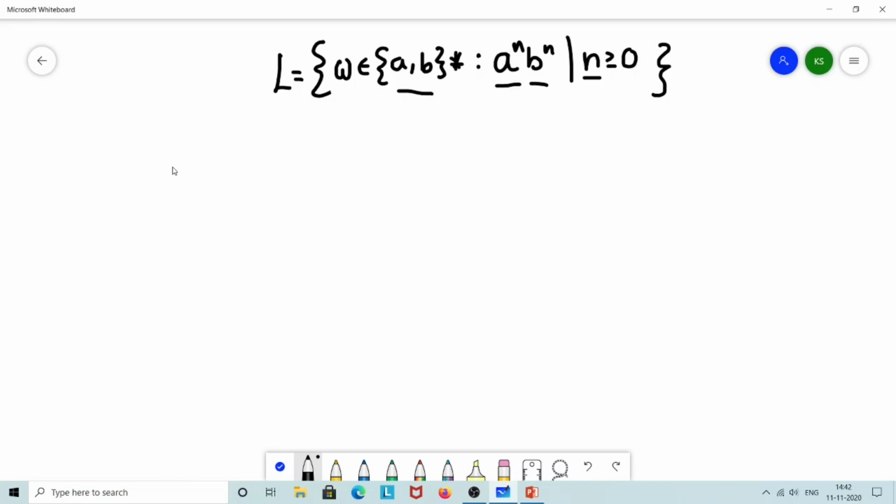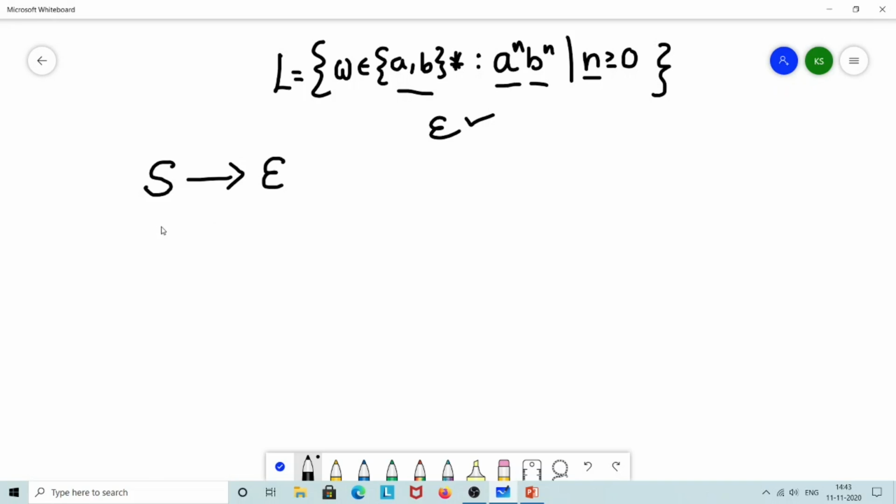So I have to write the starting non-terminal S, and since n is greater than or equal to 0, what if n happens to be 0? Then the number of a's will be 0 and the number of b's will be 0. So if I concatenate two strings of length epsilon, then I'll get epsilon, right? So I should write the rule as S gives epsilon, because epsilon is the simplest string that is accepted.